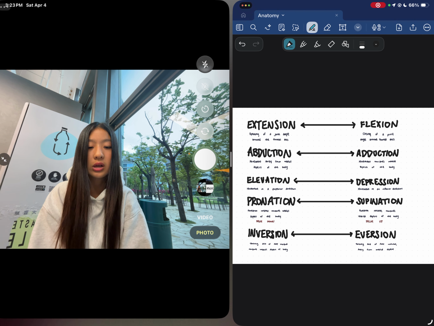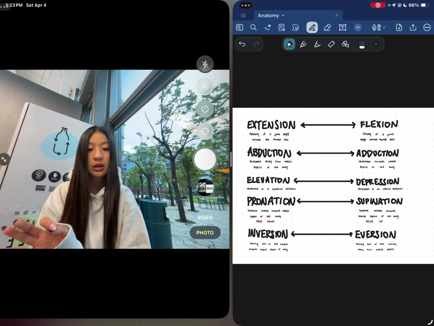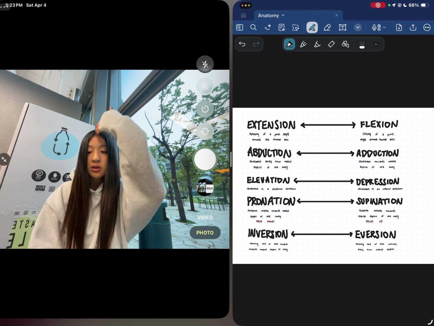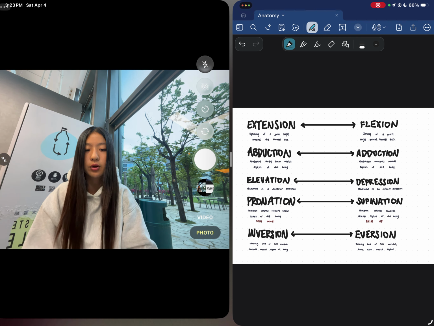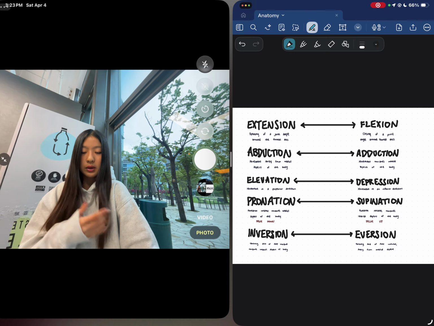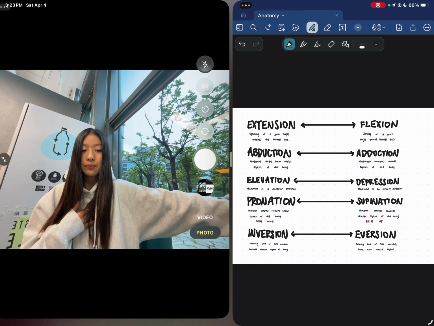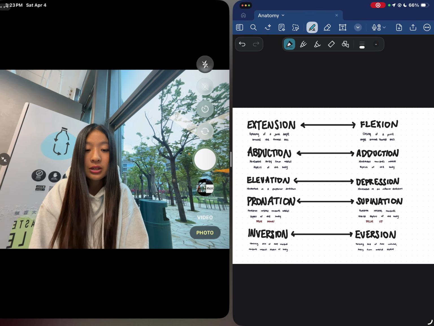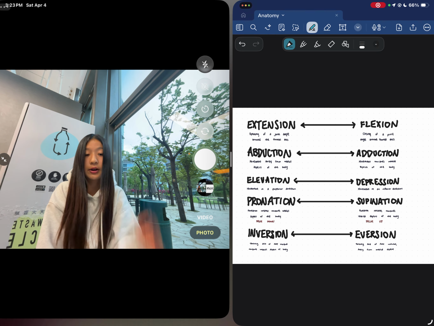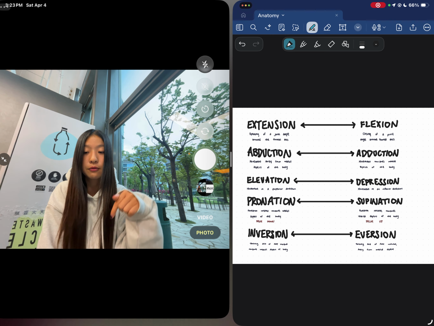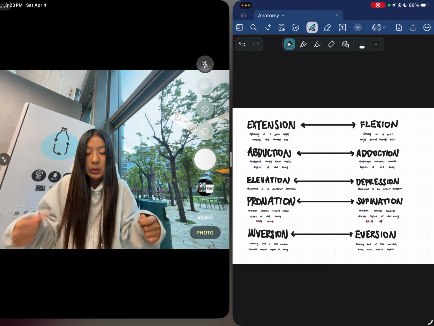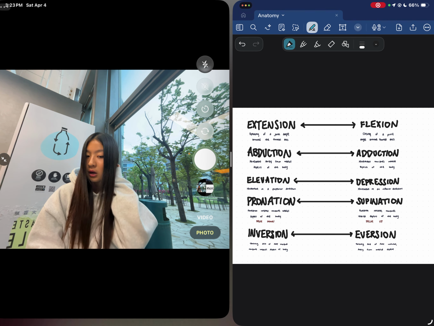The next one we're going to look at is abduction and adduction. Abduction is movement away from the medial aspect of the body. The medial aspect, again, is just the center line of your body. Abduction is going to be movement, watch my arm, movement away, and adduction is movement in. Elevation is movement in a superior direction, and depression is movement in an inferior direction. So if my shoulders go up, that's elevation, and when they go down, that's depression.